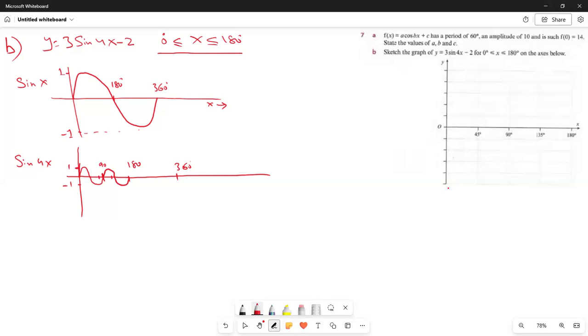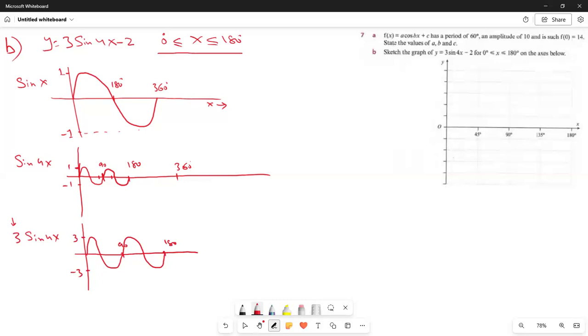Okay. Now when I plot 3 times sine 4x, the amplitude is increased by 3. So it is the same shape. Let me make it a little bigger on the x-axis, and this is 180. So it will go 1 cycle and 2 cycles, but this time the amplitude is going to be 3 and minus 3.